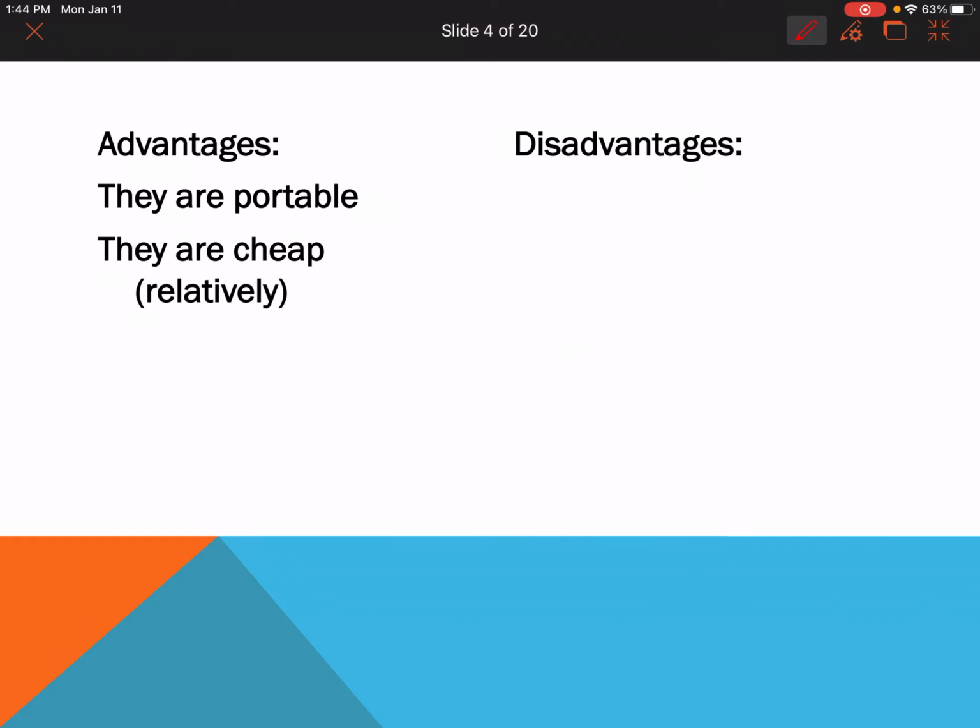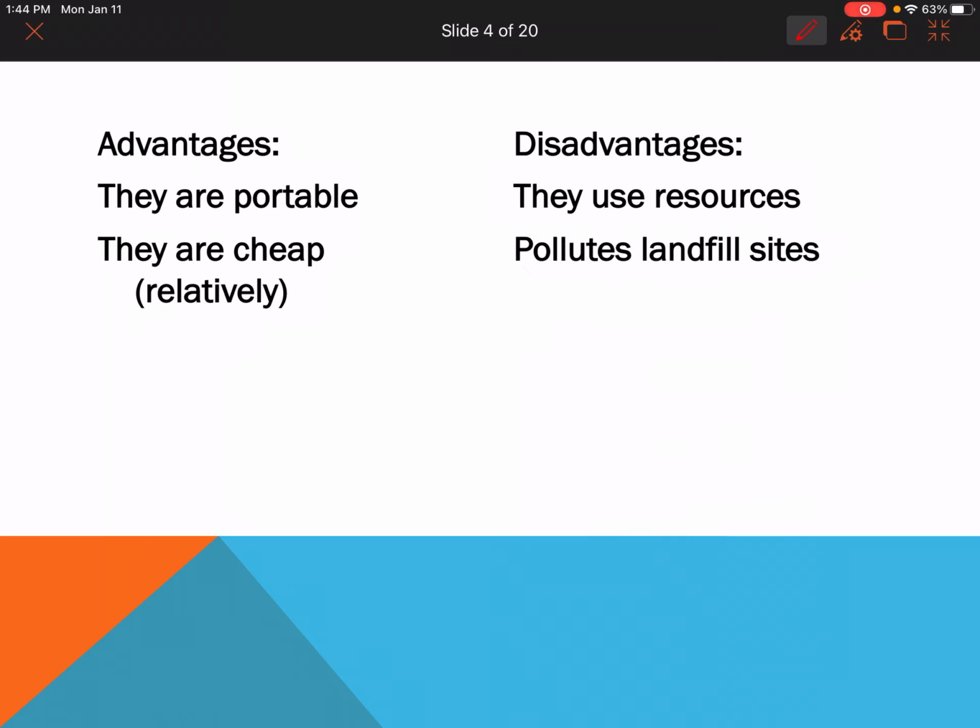Now, disadvantages: they use resources. Environmentally, they're not friendly. They're a non-renewable resource largely. They pollute landfill sites. They're expensive for continuous use. This is kind of old-fashioned now, actually. You probably don't see AA batteries all that much anymore.